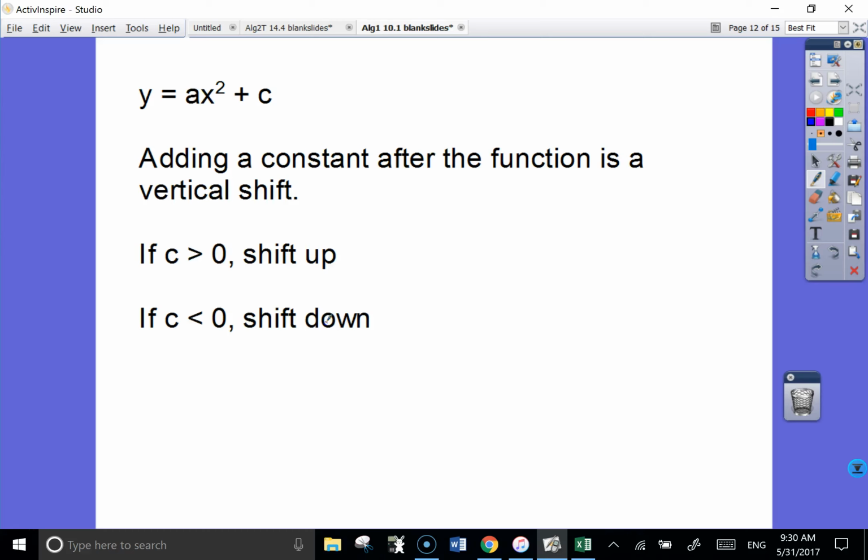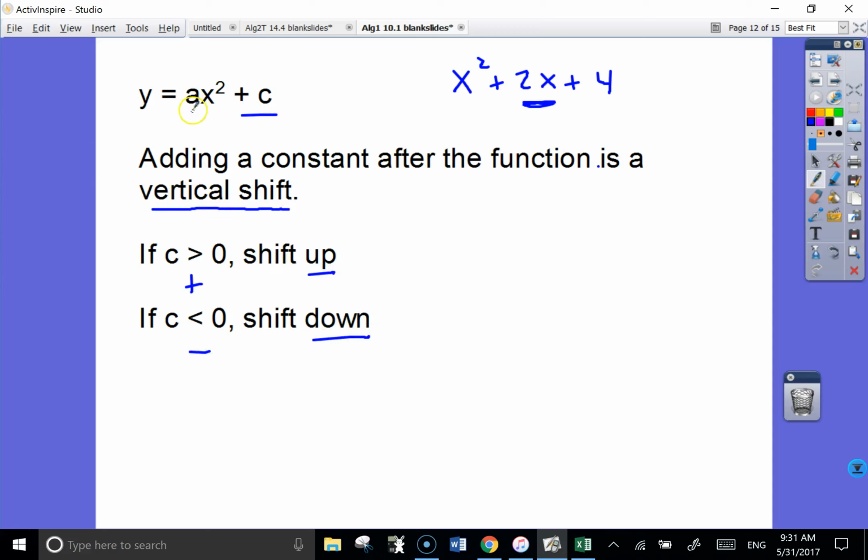Now there's going to be one more kind of shift that's not today, but that's how do you shift it left and right? And you shift it left and right if there's an x term. Like here we just have an x squared term and a constant. But if I had like a x squared plus 2x plus 4, the presence of that term there means it's not going to be in the middle. It's going to be shifted left or right. Okay, so if you're just adding a constant, that's a vertical shift. Plus means up. Minus means down.